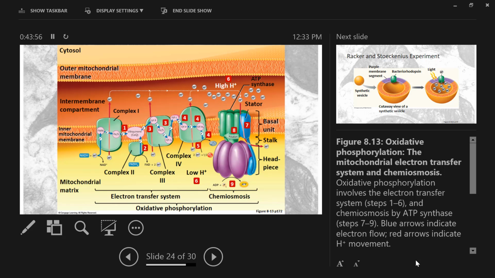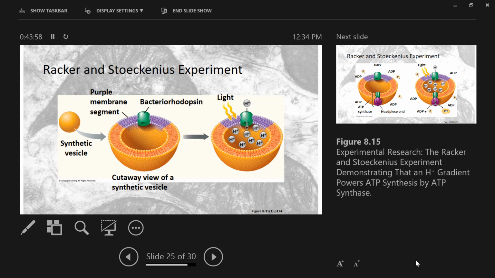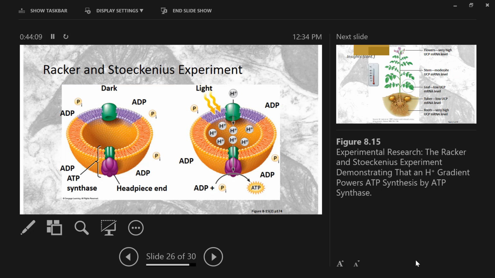Okay. So here some people did some experiments to see if we could use a different type of energy to actively pump hydrogen ions against their concentration gradient. So they used light energy to do that, to actively pump hydrogen ions against their concentration gradient. And then basically the same thing happens. That hydrogen ions move down their concentration gradient through ATP synthase to make ATP.